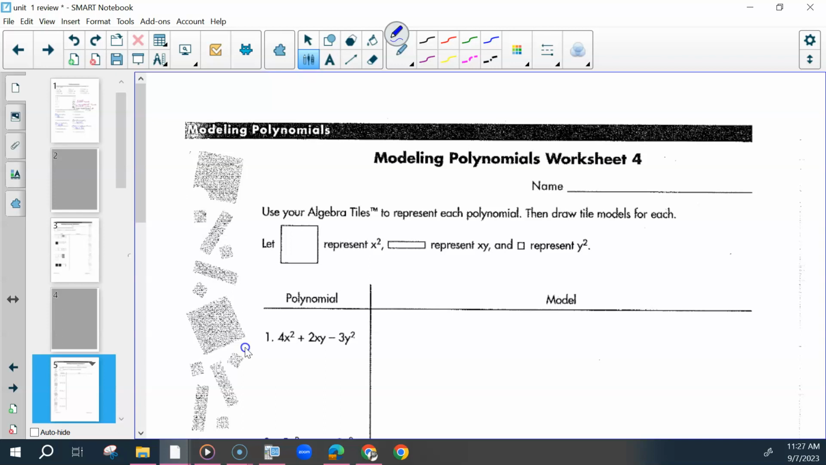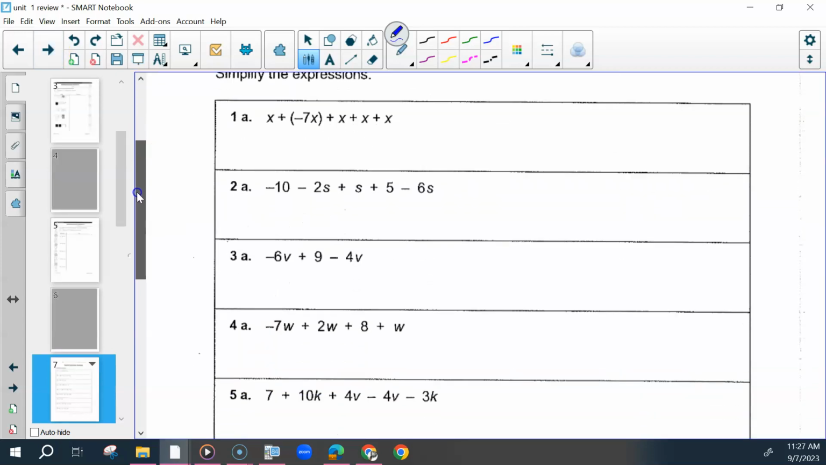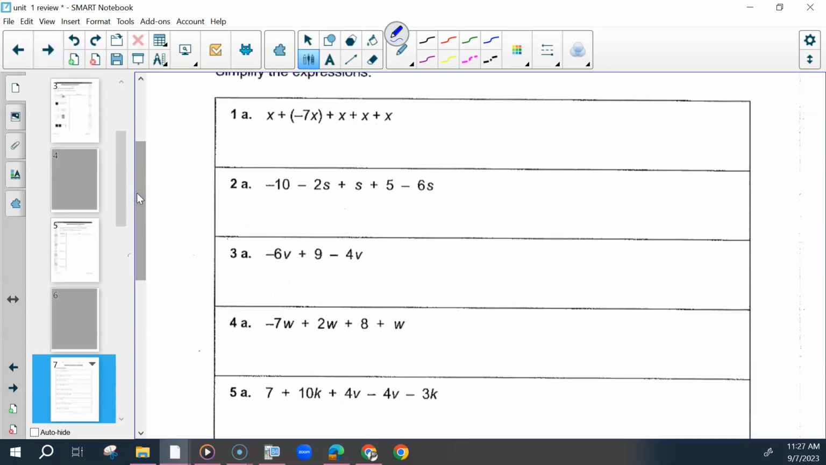Any questions on this page? Any you want to see me go over, have questions about? Go on to the next page. Okay, this first page is really just combining like terms. The next page of simplifying is more distributing and combining like terms and things of those natures. Do you have any questions on this page?